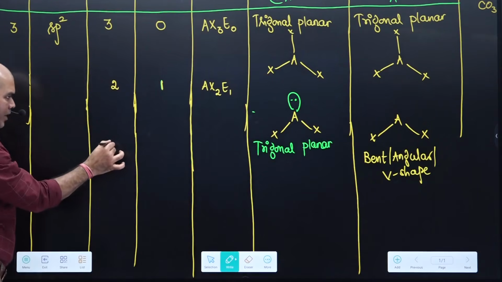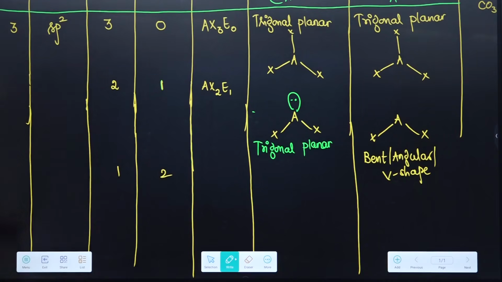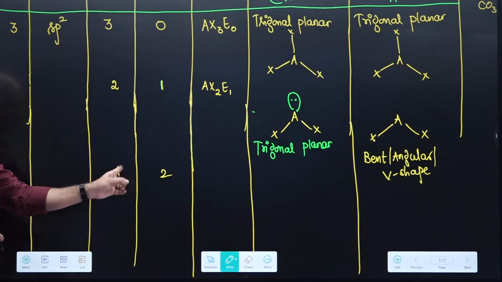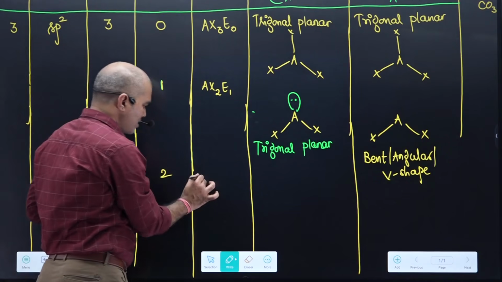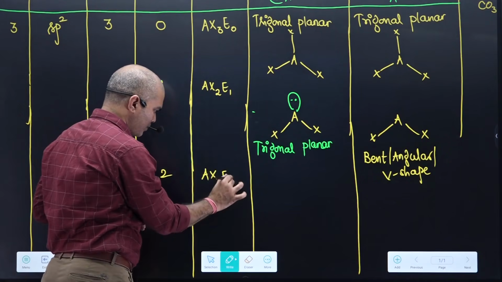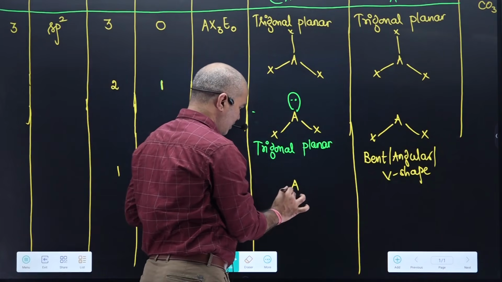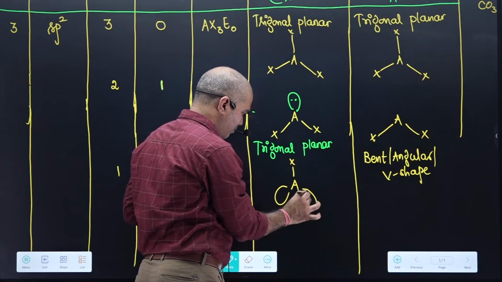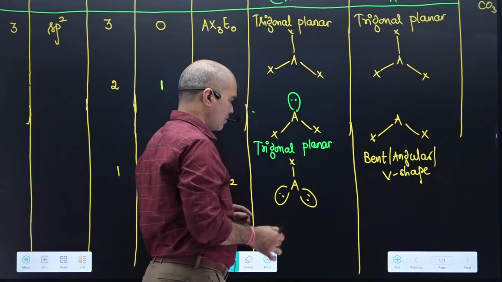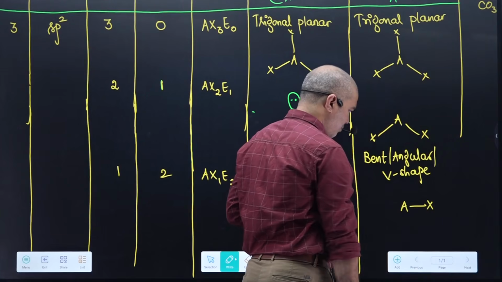Suppose I take the 1 2 combination, the same steric number is 3 only. 3 plus 0, 2 plus 1, 1 plus 2. It is one and the same. Symbolism becomes AX1E2. It means there is only one bond pair but two lone pairs. So here I should not put any lone pair. I am directly putting it as AX.